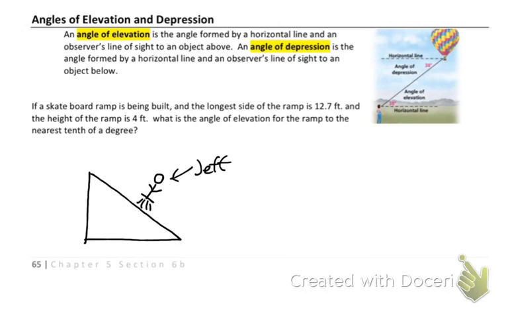And we know one of the sides is 12.7, but just by reading 12.7, we don't know which side it is. But we do have to continue reading, and it says the height is 4 feet, so this is going to be 4 feet. That would make this one the 12.7 feet. And they want to know the angle of elevation for the ramp to the nearest tenth of a degree. Angle of elevation is always the one going up. This one's the one going up. This would be angle of depression because it goes down. So that is the thing we're looking for. We're looking for that angle.